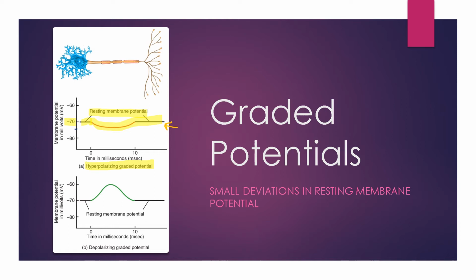Now, when the response makes the membrane less polarized, as we can see on this bottom graph here, it is termed a depolarizing graded potential. So here again, we can see that resting membrane potential is about -70. And as we get less negative inside the cell, this is a depolarizing action. So we brought that membrane up to -60 so that the inside of the membrane becomes less negative.